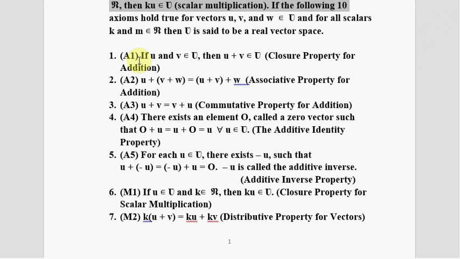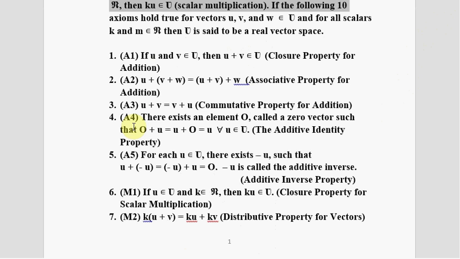I've labeled, just for notation purposes, A1 to A5, which reflect vector addition, and then M1 to M5, which reflect scalar multiplication. The first ones, A1 and M1, deal with the closure property, that the items within the set or the space must all be contained. So if we're adding vectors, the result of the vector must also be within the space. And that's the closure property for addition.